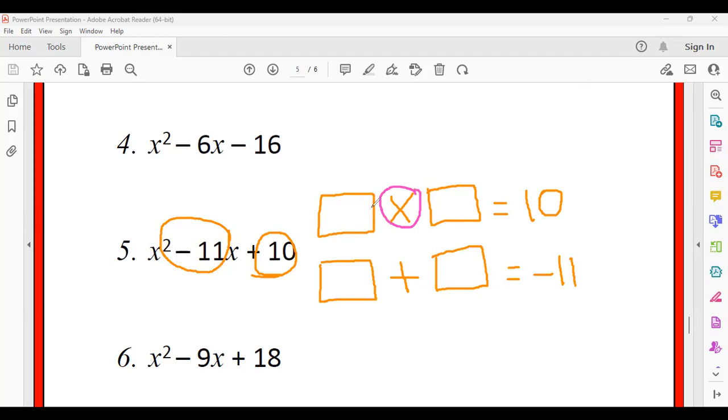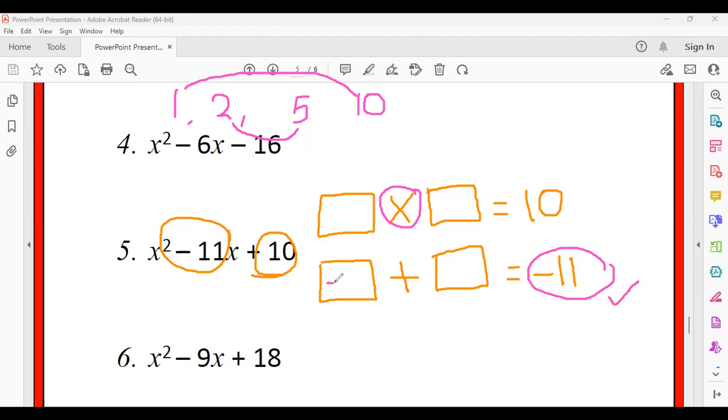Go with the factors. Something times something is 10. So what are the factors of 10? Factors of 10, it's 1 and 10. Then you have 2 and 5. That's another pair. Factors always come in pairs. 1 and 10, 2 and 5. Okay? So now the question is, what if I use 2 and 5? Can I add them up and get negative 11? That's the question you got to ask. If I use 1 and 10, can I add them up and get negative 11?